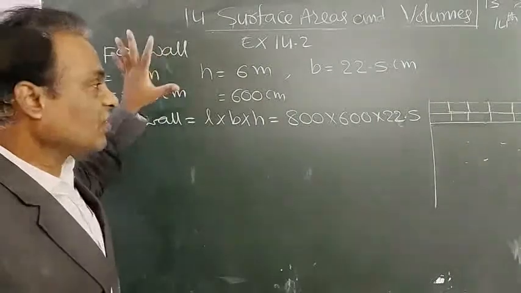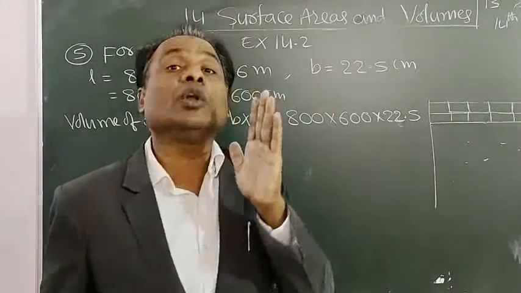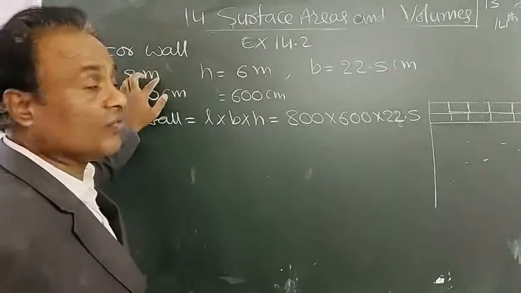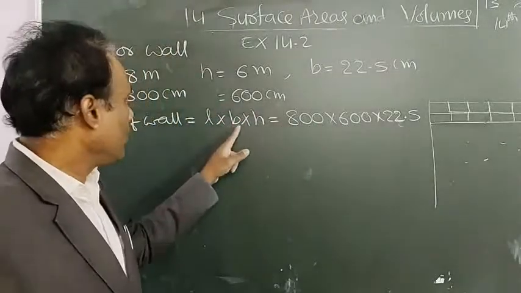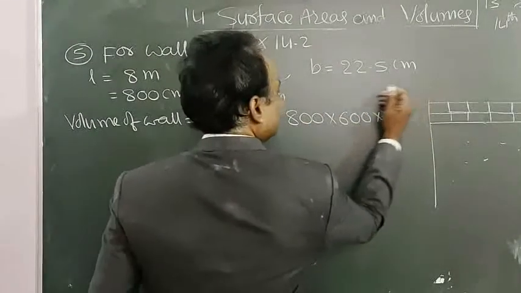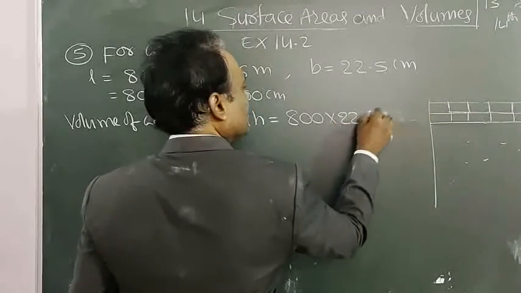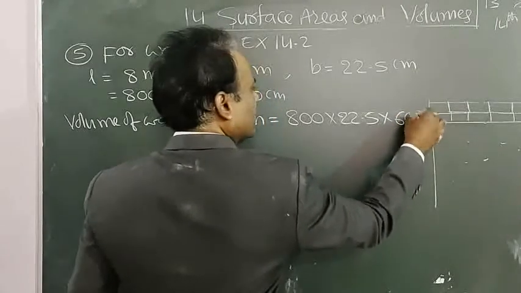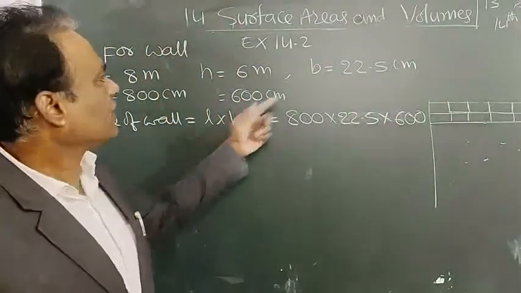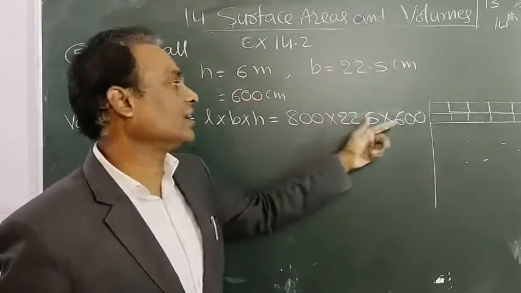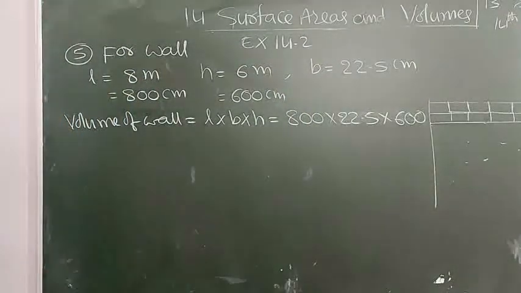So this is the wall. We are constructing a wall. What is the volume of the wall? Volume of the wall is length into breadth into height. Length is 8 meters, which is nothing but 800 centimeters. Breadth is 22.5 centimeters. Any order you can write, anyway you are multiplying. Height is 6 meters, which is nothing but 600 centimeters. Leave it. Now the brick.